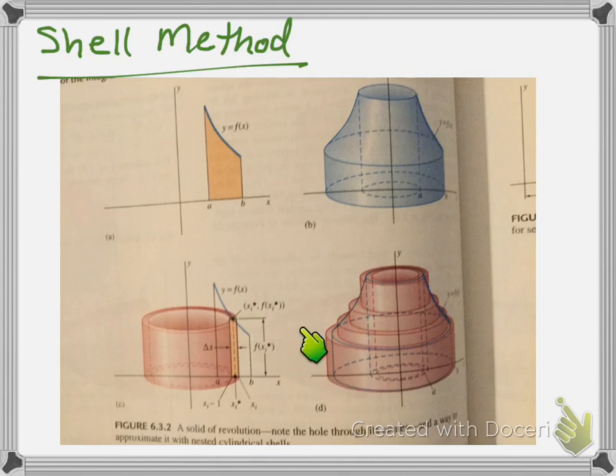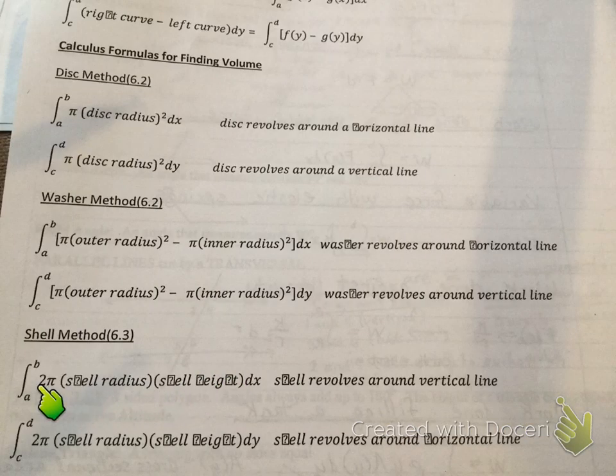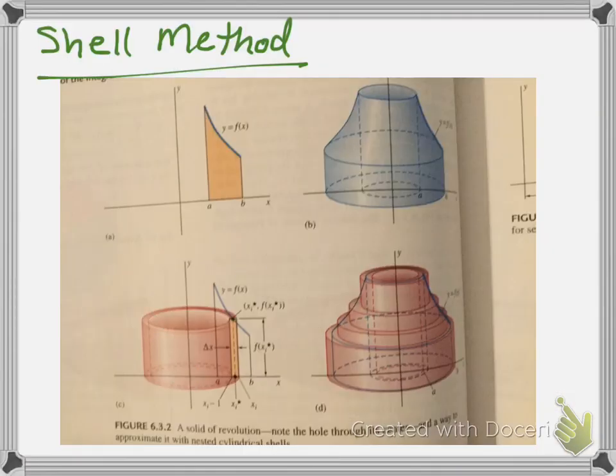So if you look back over here at this, we had a vertical partition. And remember, vertical partitions when we were doing washer and disc typically meant you were revolving around a horizontal line, but with the shell method, you're revolving around a vertical line. And so that's the one thing that's a little bit different. But always, always, always focus on your partition. Is it vertical or is it horizontal? This is a vertical partition. Vertical partitions always mean dx. So that means I would be using this formula right here with x's, even though I'm revolving it around a y-axis. All right, so I wasn't given a formula on that one. That one was just a generic one. So we'll go on and do an example.